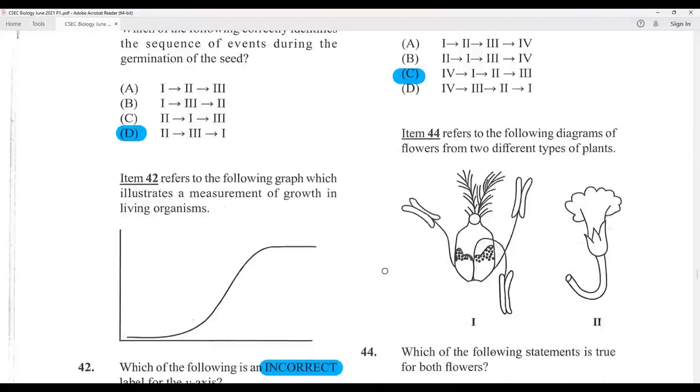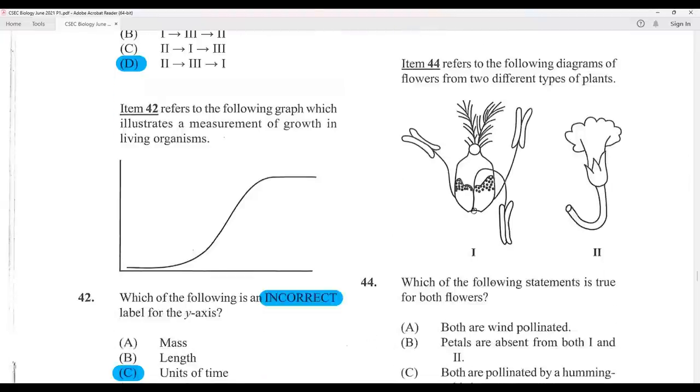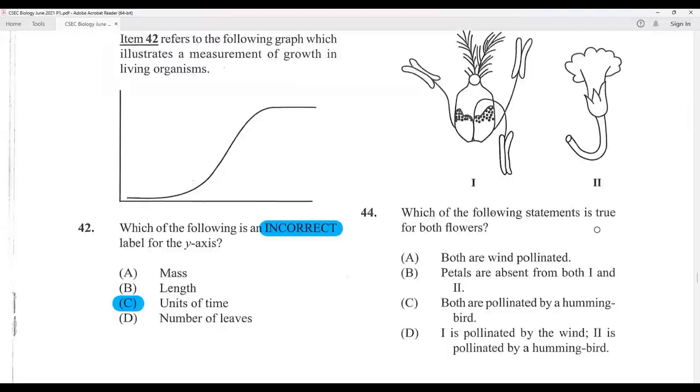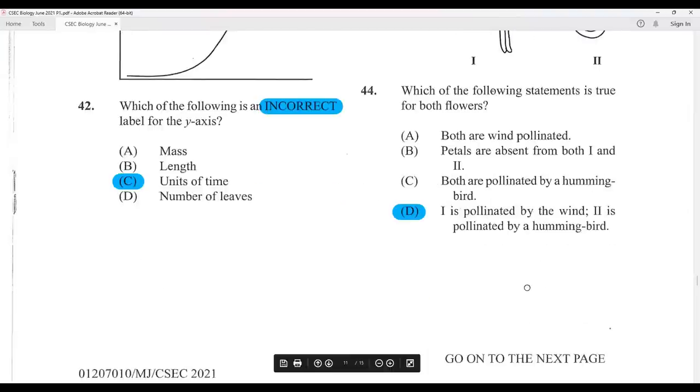Item 44 refers to the following diagrams of flowers from two different types of plant. We see a nice stringiness here, a nice featheriness here. This indicates that this is a wind pollinated plant. We see a nice hollow to reach down into it, like some kind of organism would do the pollination for this plant. So which of the following statements is true for both flowers? And if we already understand what type of flowers they are, one is pollinated by the wind, two is pollinated by a hummingbird.